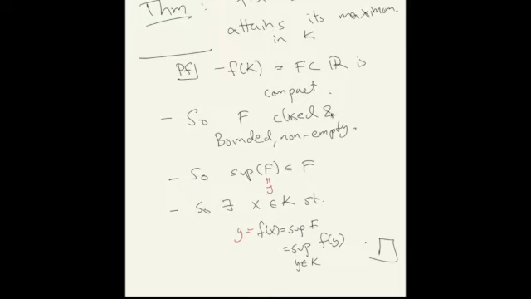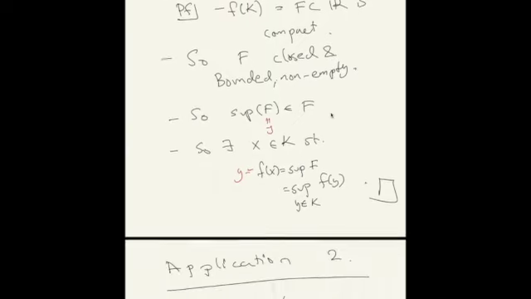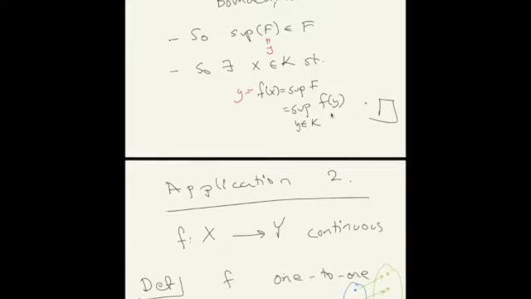Any questions? So the image is compact, the supremum is in there, it's attained by a fixed value. Done. Much shorter than the sequential proof because it hides it in this other fact. So that's another way of looking at it and applying this.